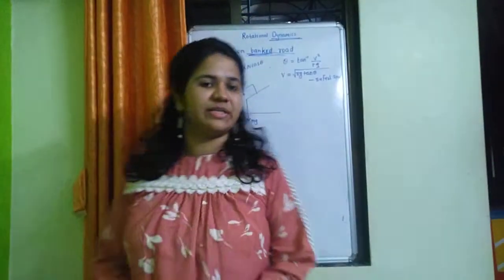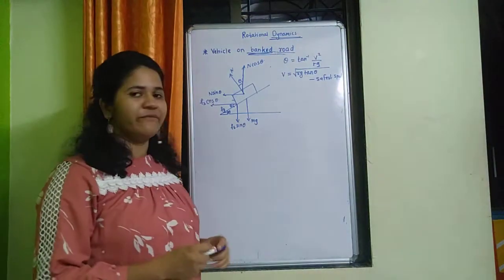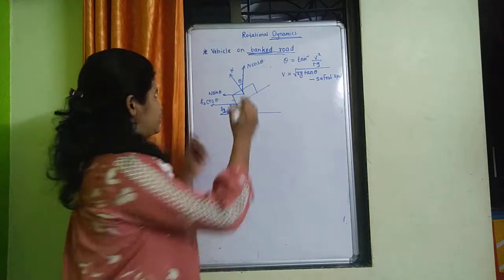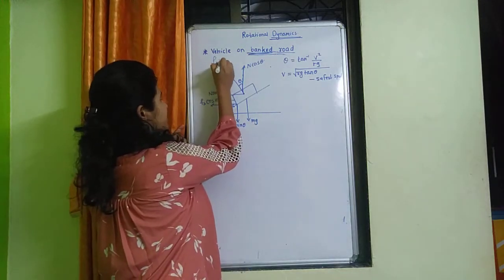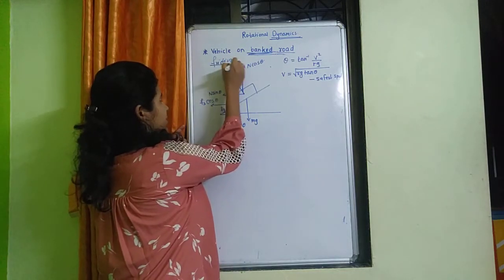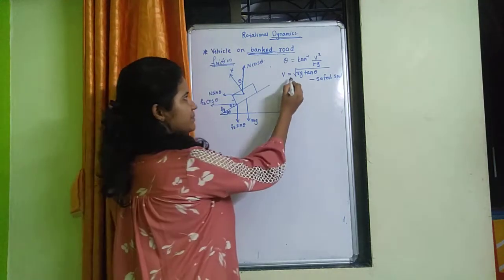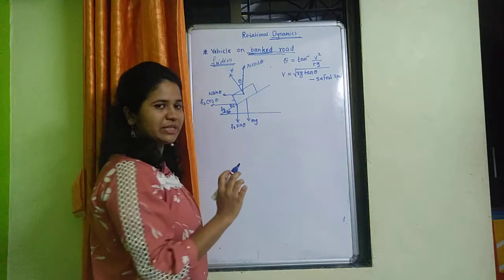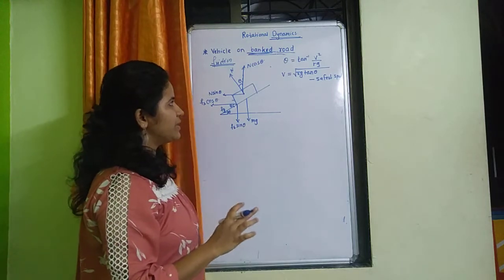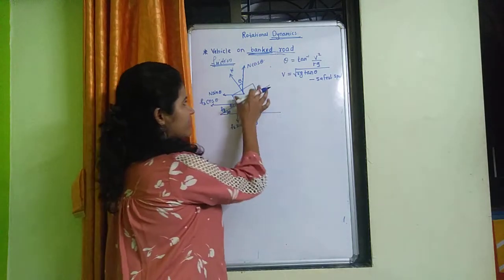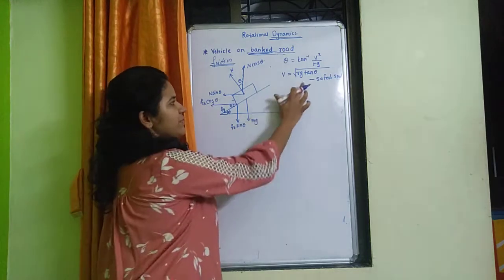So the next point is a vehicle on a banked road considering friction. In this case we will consider friction. In earlier derivations we found the safe speed, that is v equals square root of r g tan theta, for a banking angle theta. Now this is the speed of the car.